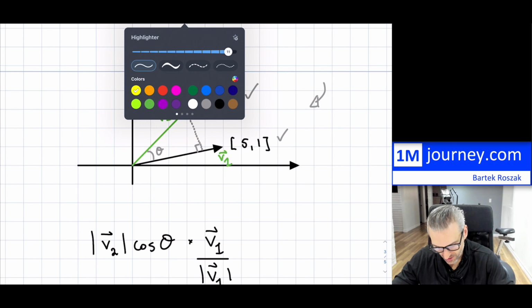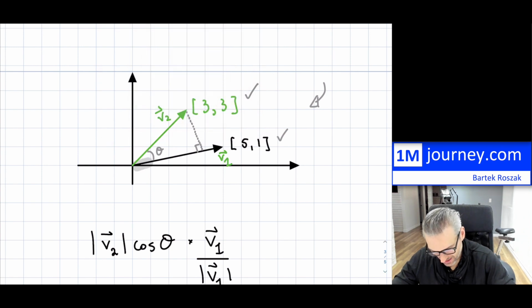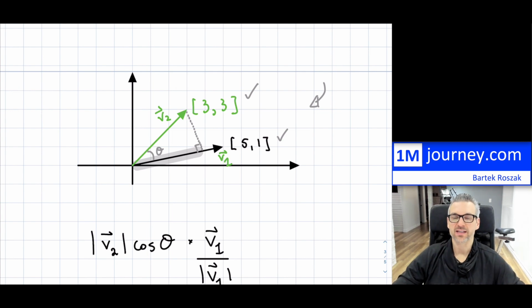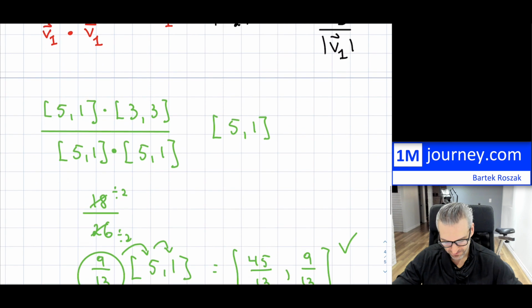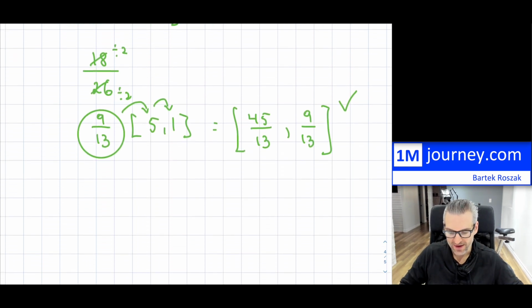So right here, if you would be doing this, you have now found this vector right there. That is the projection of V2 onto V1. And that's how you would actually find it. Okay? So there you have it.